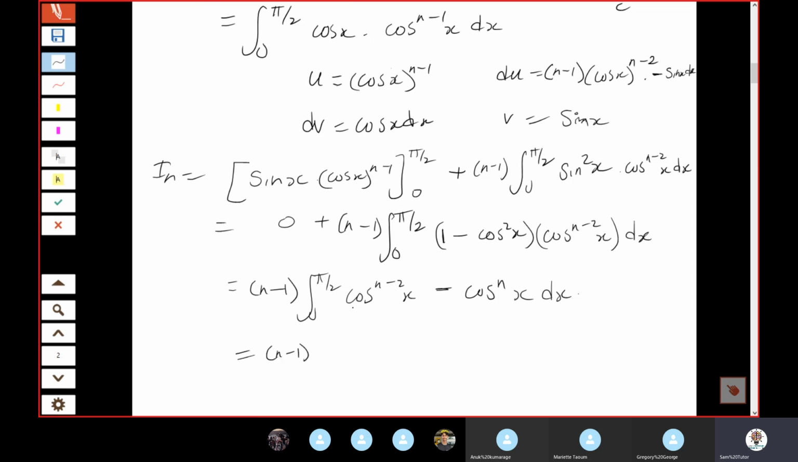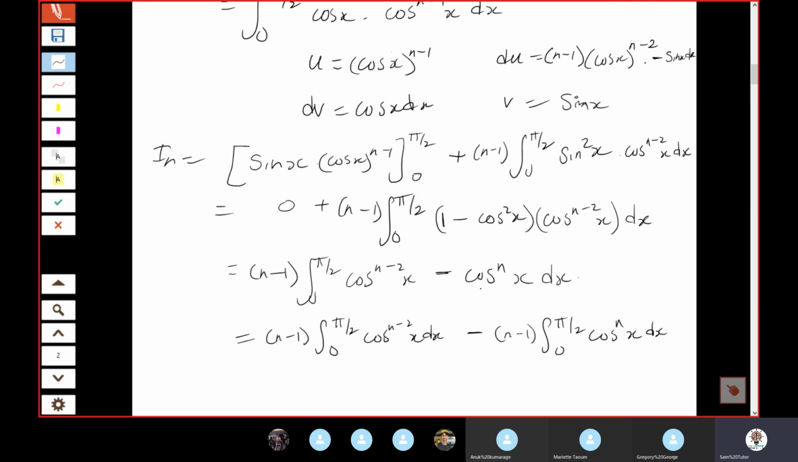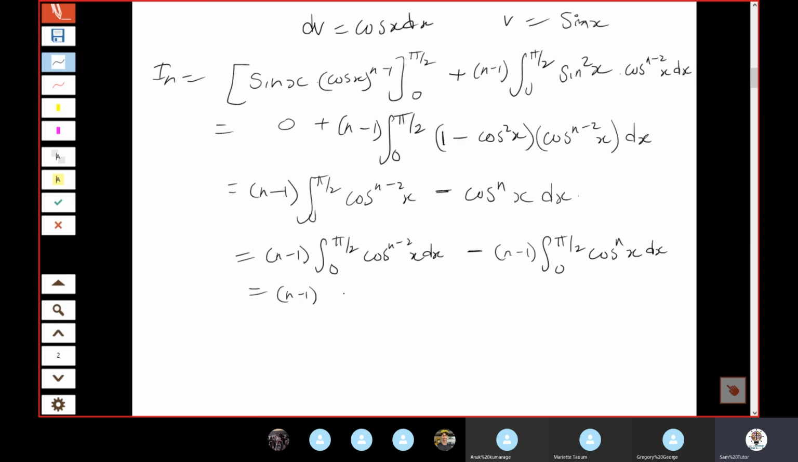Then we split up our integrals. If you get faster, you can just skip this line and write I_(n-2). But for now, obviously, all I did is I expanded the n minus 1 and then split this up as two different integrals. This is I_(n-2). This is I_n. Bring it over.